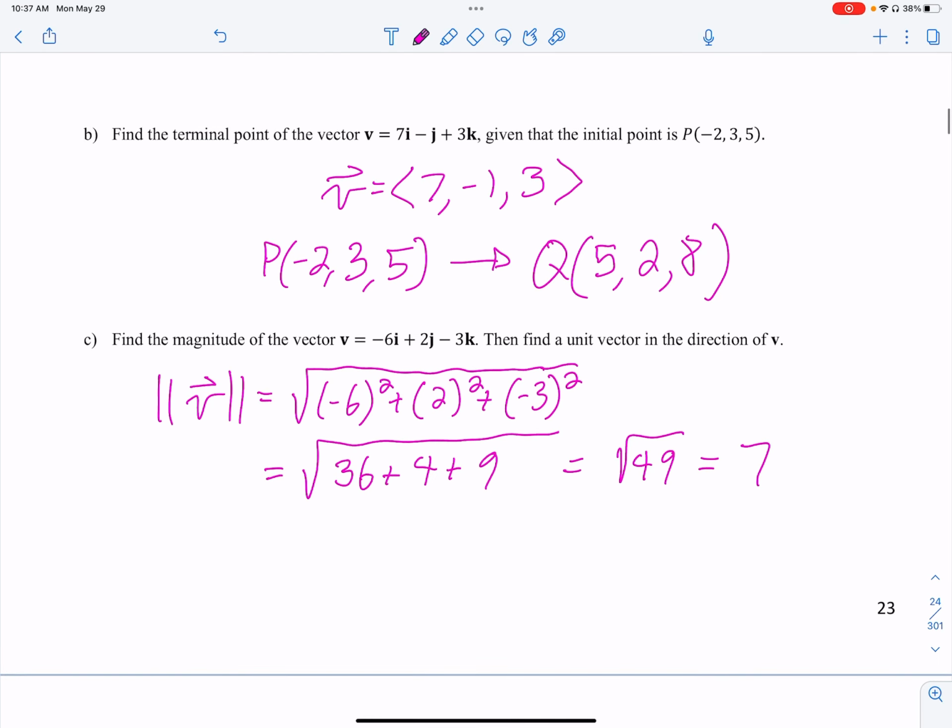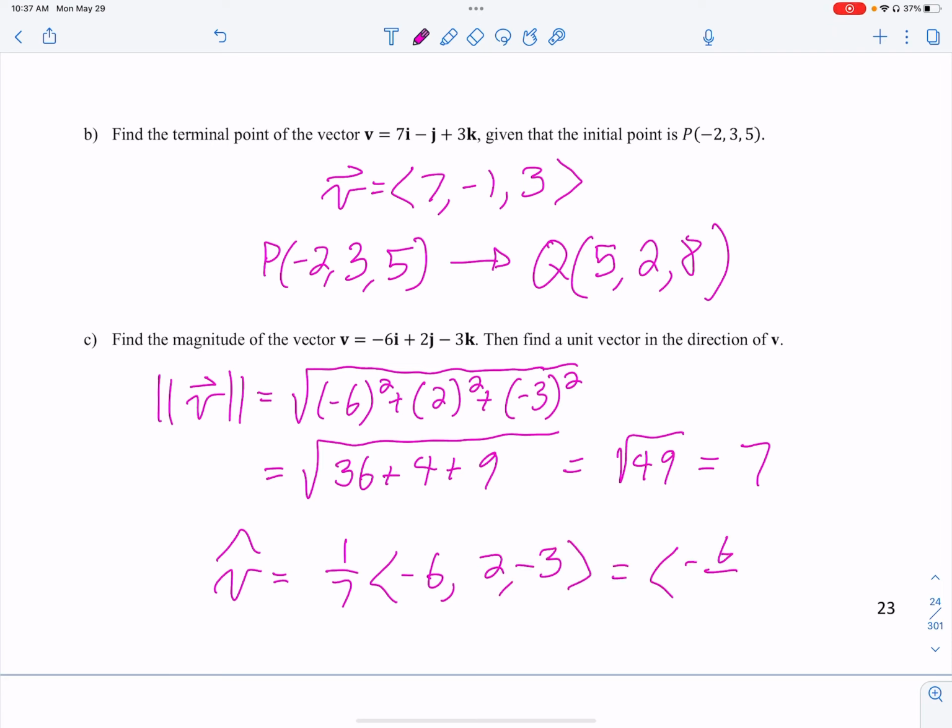Then they said find a unit vector. So I'm going to say v, and I'm going to put a hat on it to show that it is a unit vector. It's going to be 1/7 times the vector itself. I'm going to write it in component form because that's what I prefer. Doesn't matter though. I got negative 6/7, 2/7, and negative 3/7. So there is a vector in 3 space that is a unit vector pointing in the direction of v.